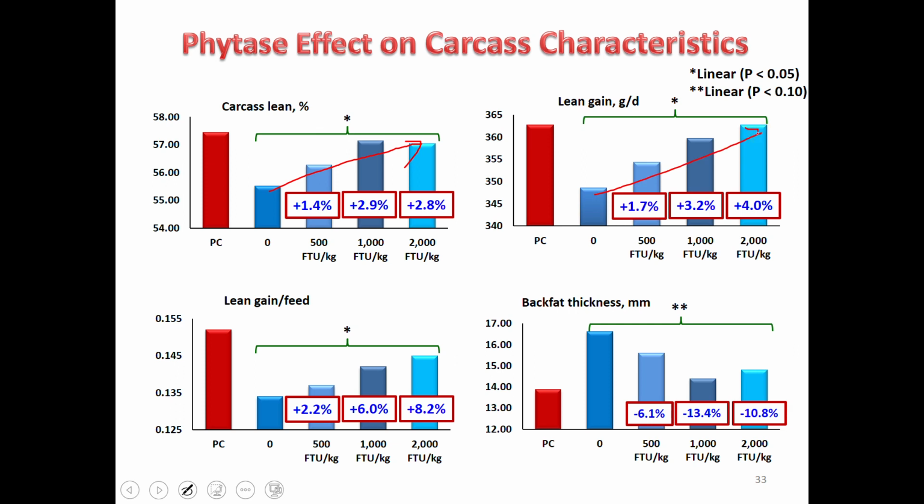Lean gain as well, and lean gain to feed ratio, increased with increasing phytase supplementation level. And then back fat thickness decreased linearly with increasing phytase supplementation level. So superdosing phytase supplementation could increase leanness, and reduce back fat thickness and lean deposition in growing and finishing pigs.